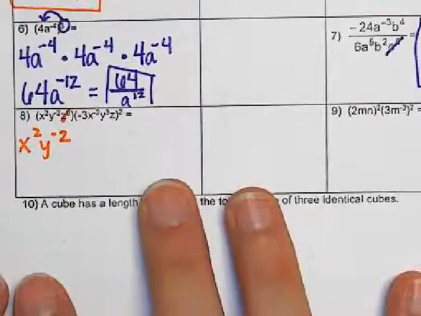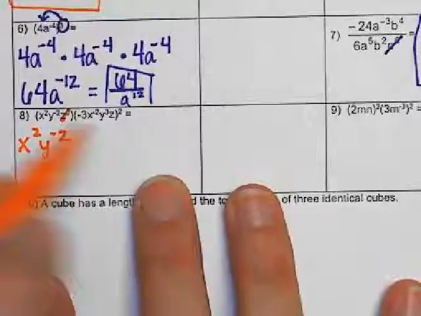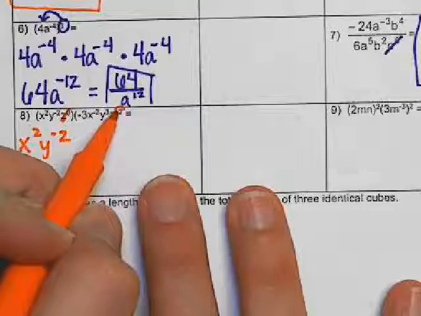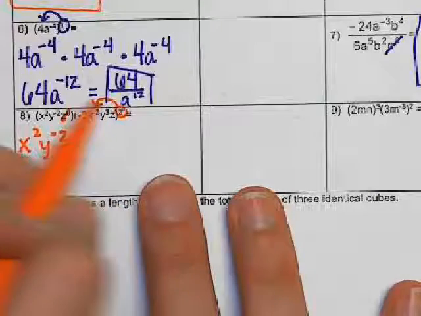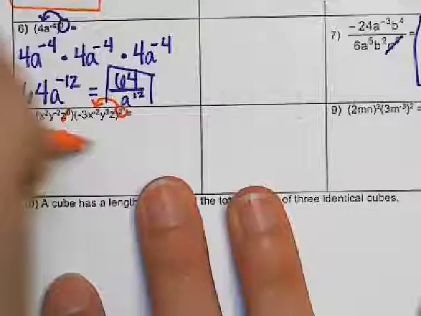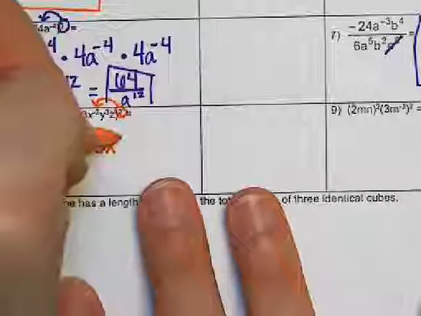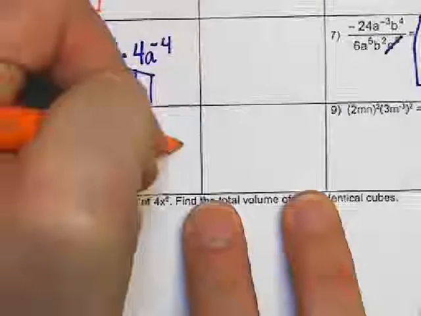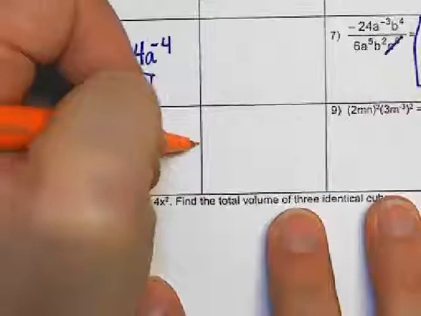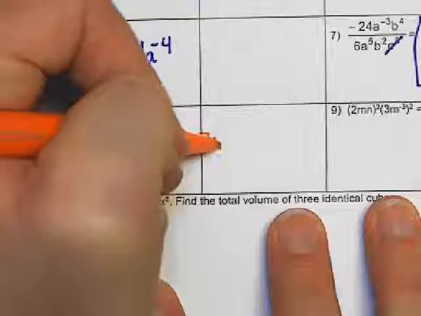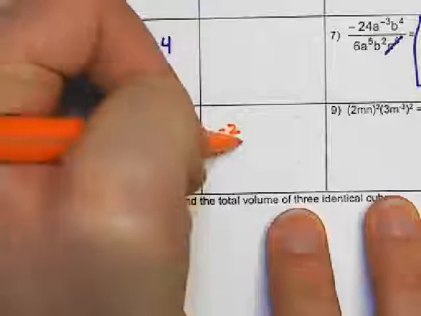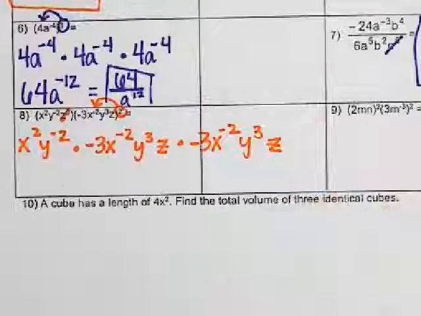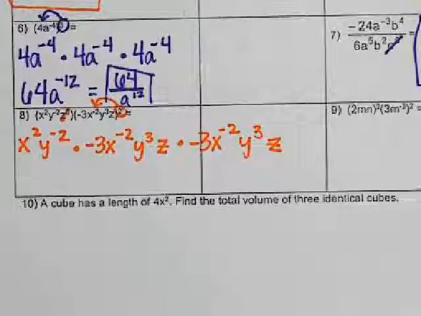Make sure you write nice and neat. Now, how many times am I going to write this set of parentheses? 2, because there's a 2 out here. It tells me to write it out 2 times. So negative 3, x to the negative 2, y cubed, z. And then I write it again. Times negative 3, x to the negative 2, y cubed, z. Nice and neat.